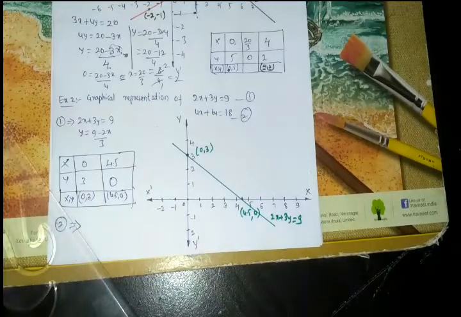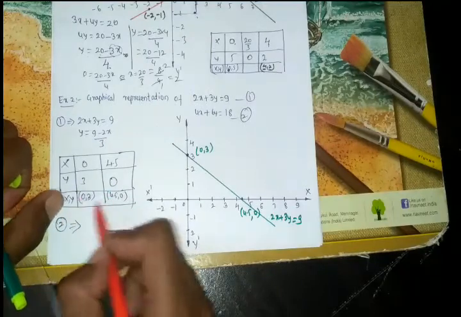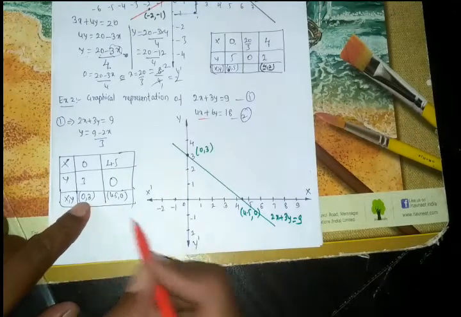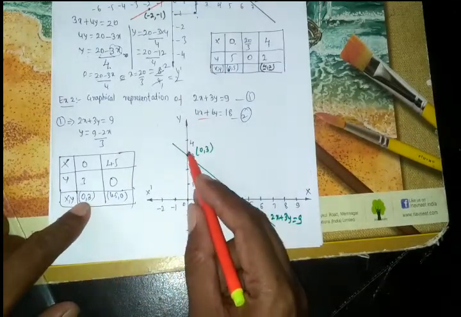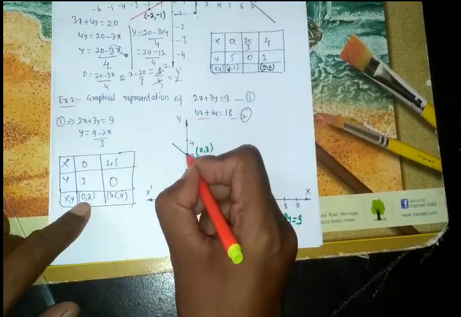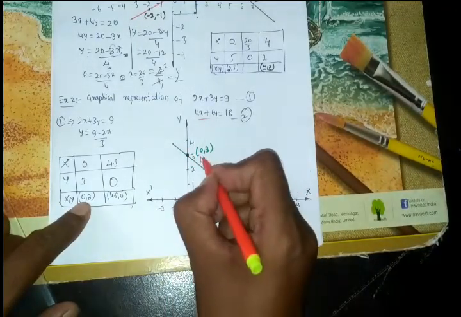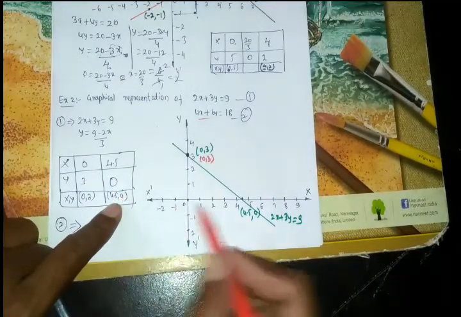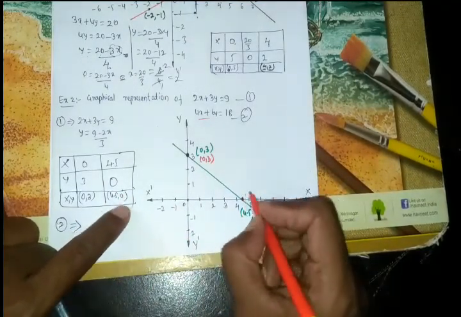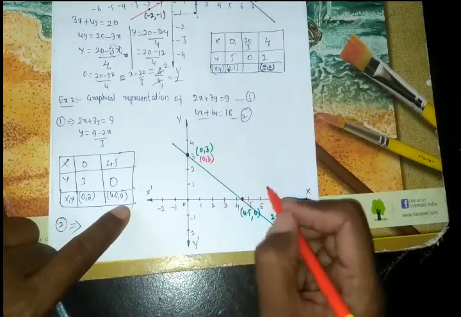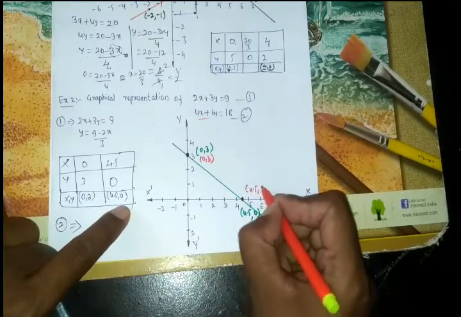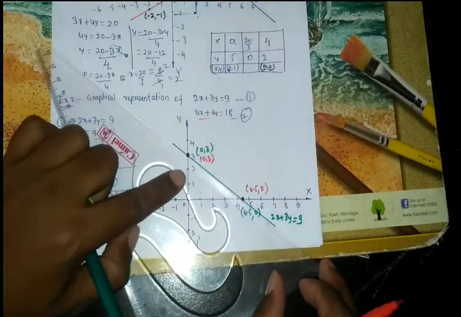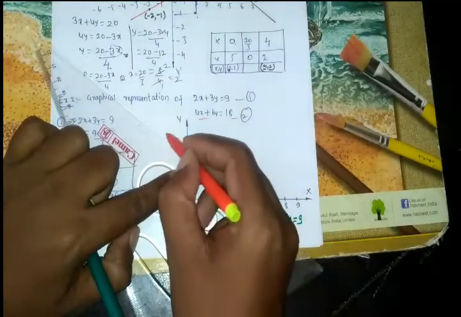Now I will plot the second equation with the values 0 and 3. When x is 0, y value is positive 3, so this is (0, 3). And when x equals 4.5, y is 0, the same point, (4.5, 0). Again you join the two points.